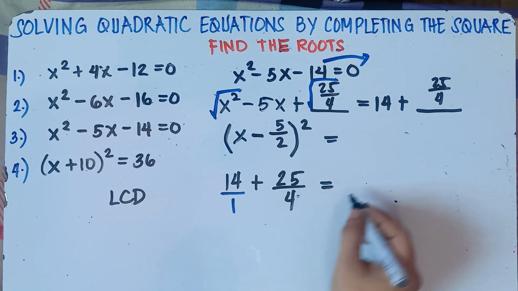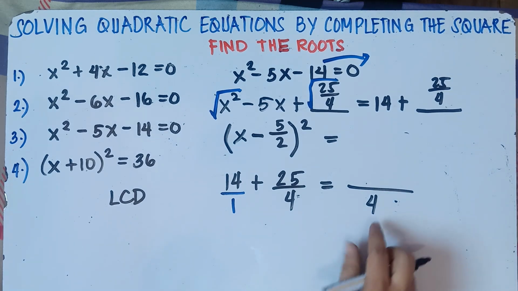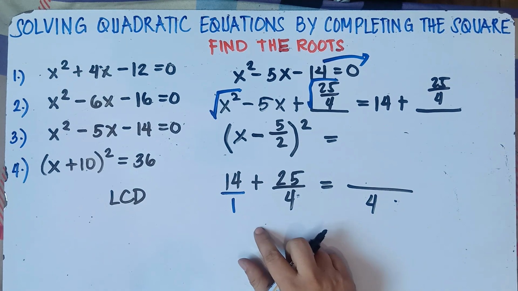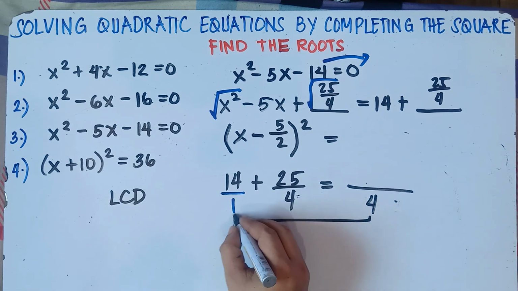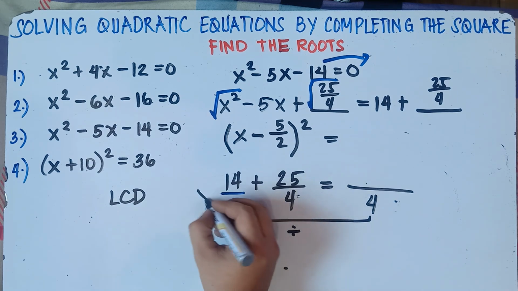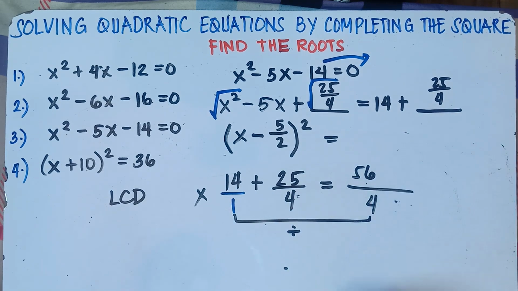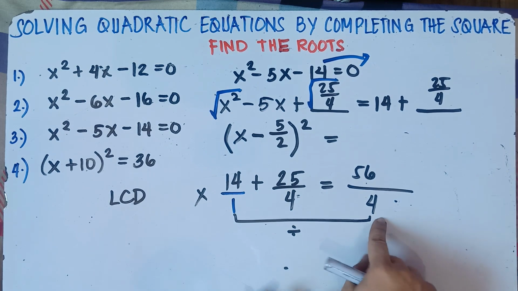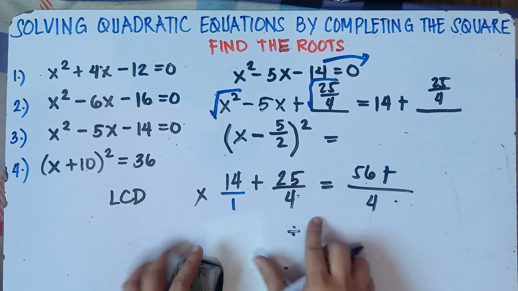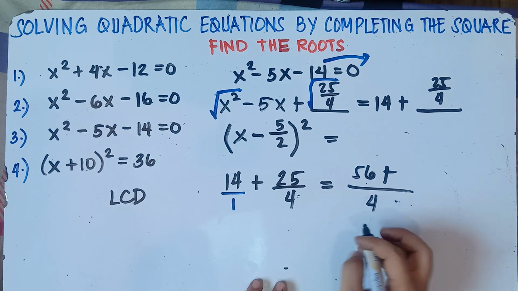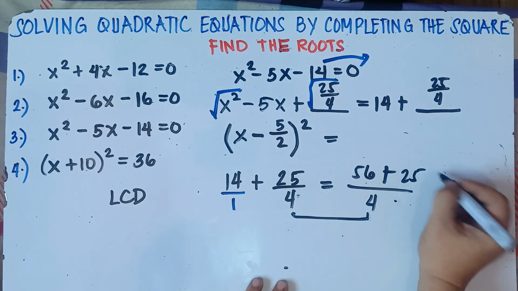So, the LCD of 4 and 1: you think of a number, class, that we can divide by 4 and 1. Of course, that would be 4, right? We can divide 4 by 4. We can divide 4 by 1. So, once again, during your elementary years, if you still remember, class, we divide, divide, and then we multiply. 4 divided by 1 is 4, times 14, that would be 56. And then you copy the plus sign. Then this one, 4 divided by 4 is 1, times 25, that would be 25.